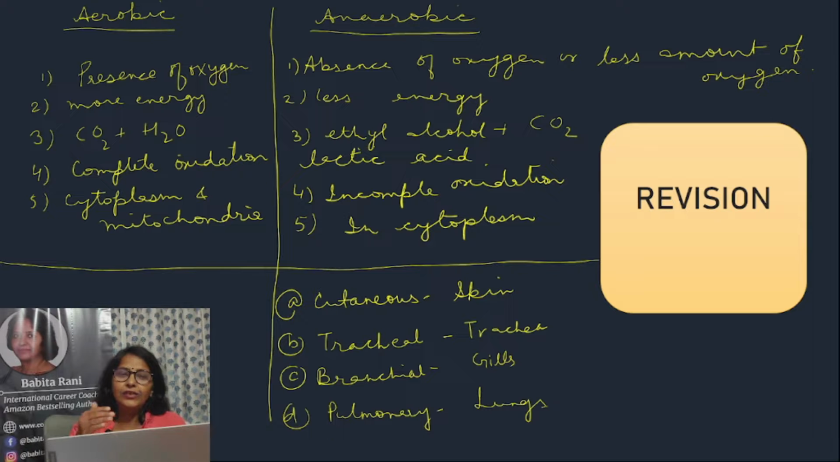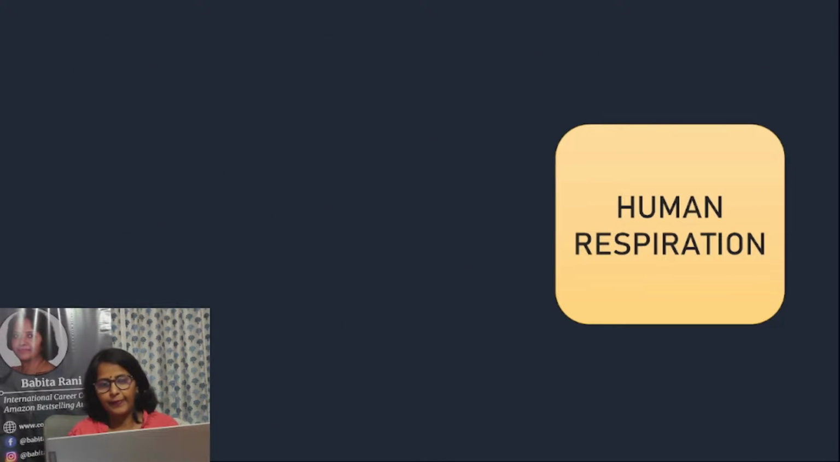On the basis of the organ involved in respiration, we again have four types of respiration. One is cutaneous, where skin is involved in respiration. The other is tracheal, where trachea is involved. The third one is bronchial, where gills are involved. And the fourth one is pulmonary, where lungs are involved. We had studied this in the last class itself. Today we will see the human respiratory system.